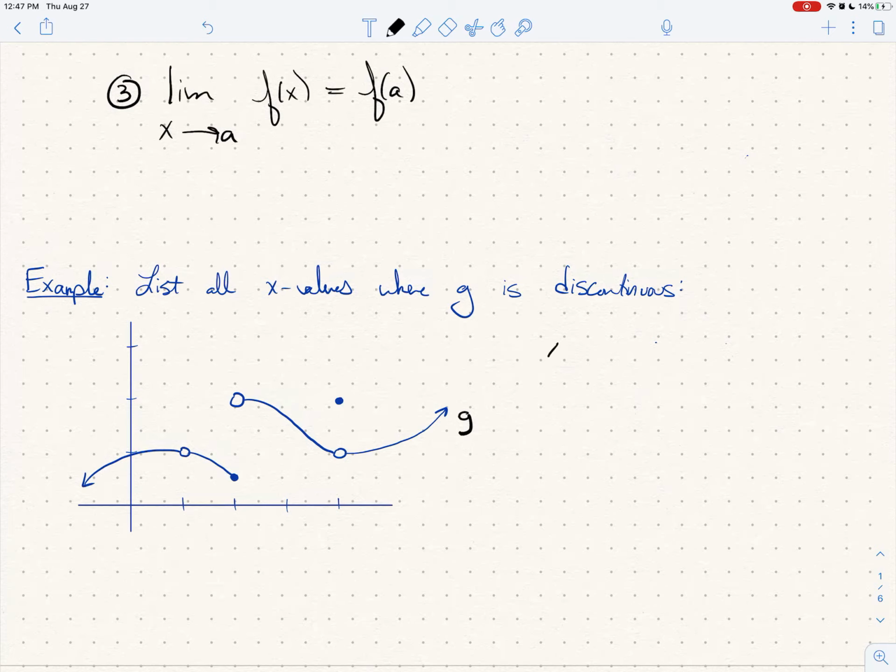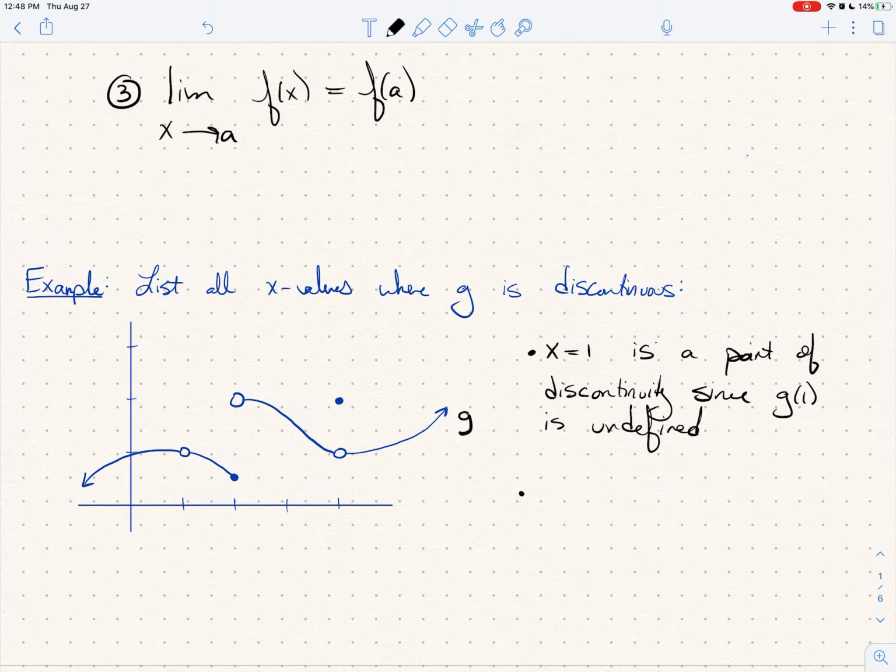All right, so let's start with x equals 1 right here. This function is not continuous at x equals 1 because the function isn't defined there. There's a hole there. So x equals 1 is a point of discontinuity, since g of 1 is undefined. All right, so that's our first one.